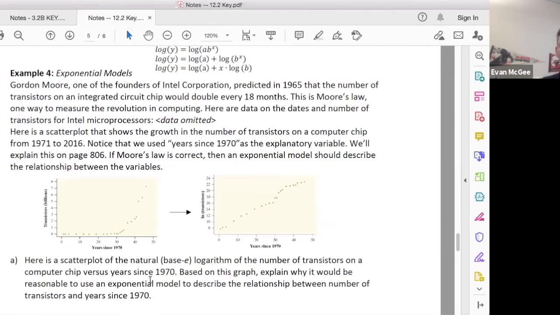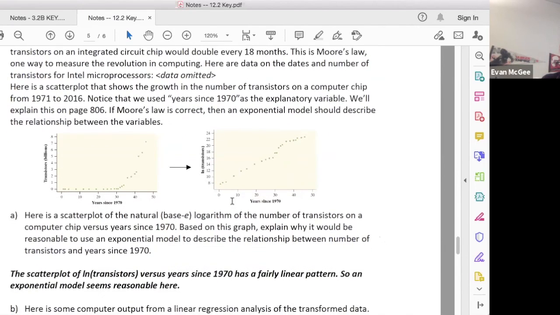explain why it would be reasonable to use an exponential model to describe the relationship between the number of transistors and the years. Well, it looks linear. So since we don't have a residual plot, we can't talk about a residual plot. All we can do is look at the scatter plot and say, it looks to be a strong, linear, positive relationship. So the model looks appropriate. The exponential model seems reasonable.